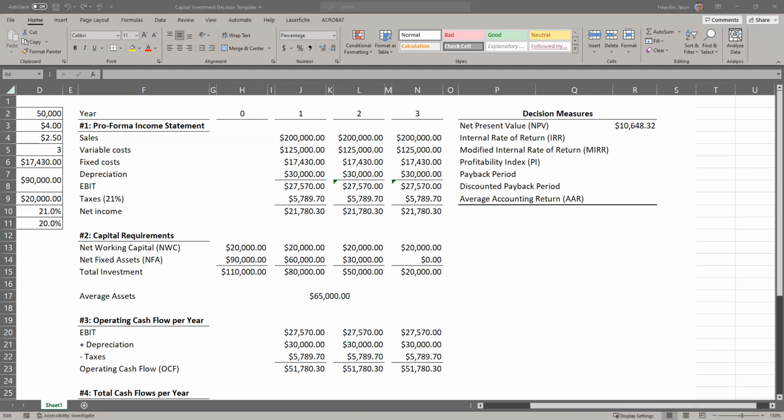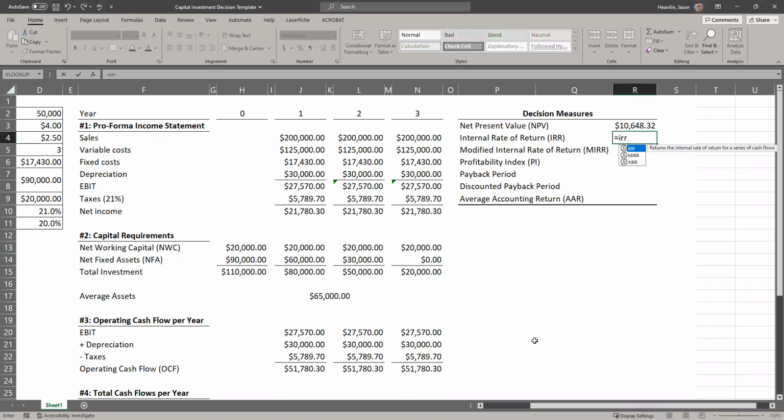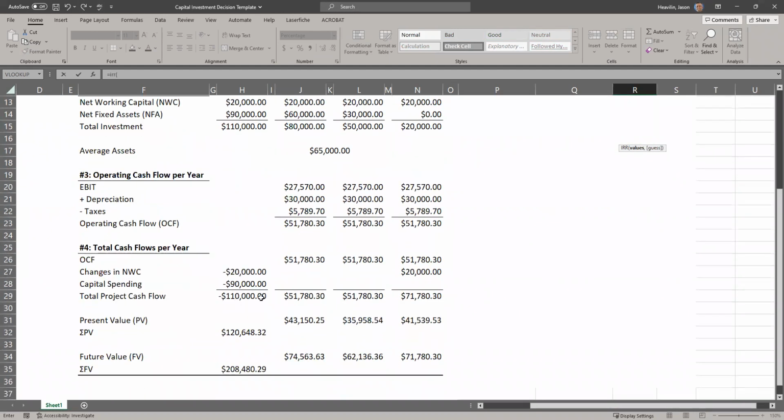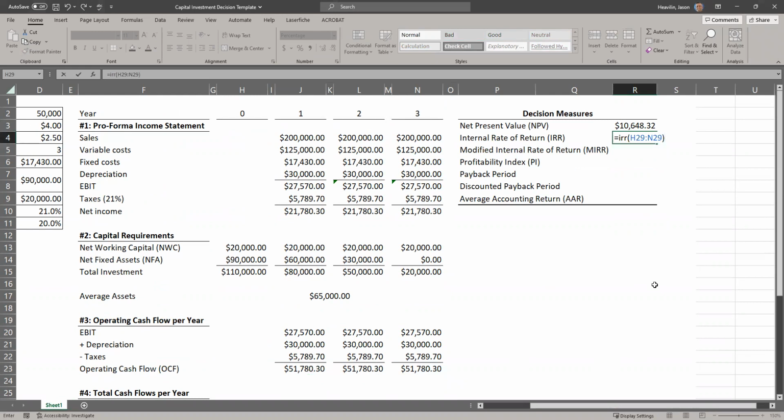Internal rate of return. This is a function in Excel. And in your financial calculator, you can do it too. There is no direct formula to calculate this. So what we do is we're going to use the IRR function, and in your calculator, you input the cash flows to get that. So the internal rate of return of the cash flows at hand, the total project cash flows, those are the ones we want to calculate. So we have an internal rate of return of 25.76%.